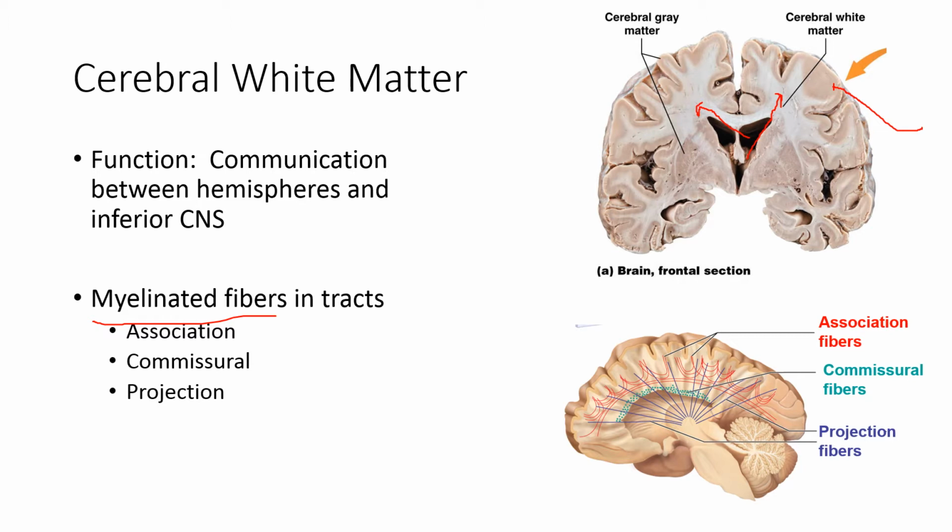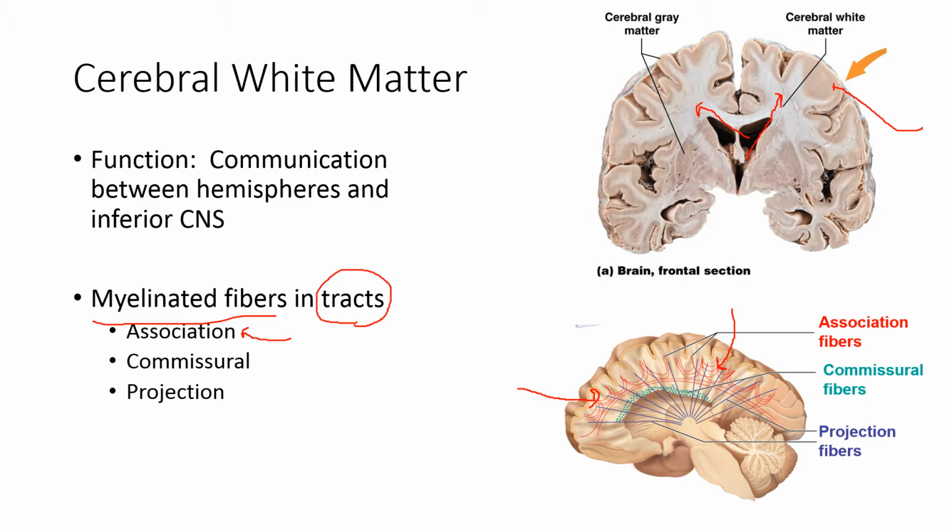The myelinated axons are bundled together to form tracts, and there are 3 types of tracts in the brain. The first tract is composed of association fibers. These are horizontal fibers that connect different parts of the same hemisphere. So you can see them highlighted in red in this image.